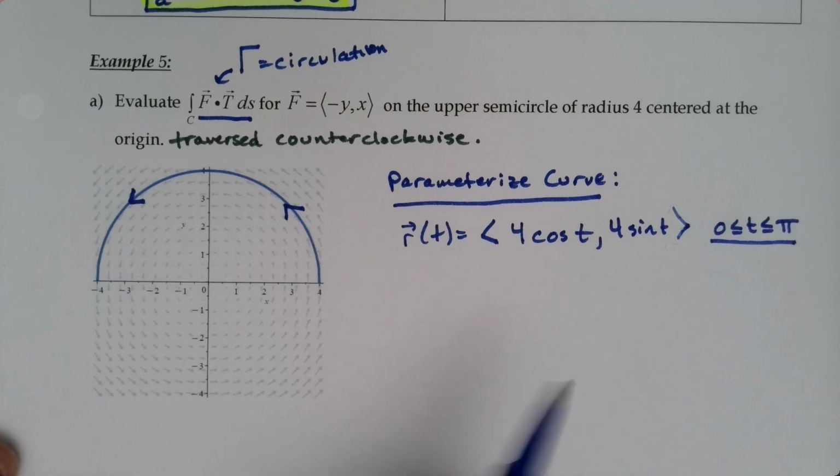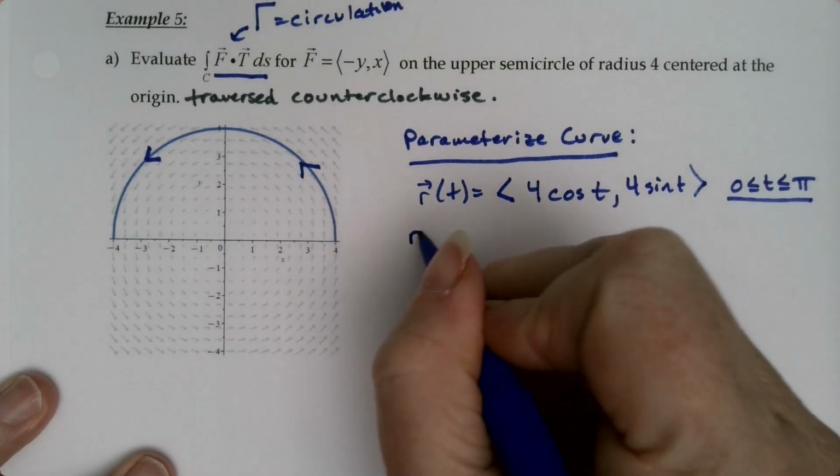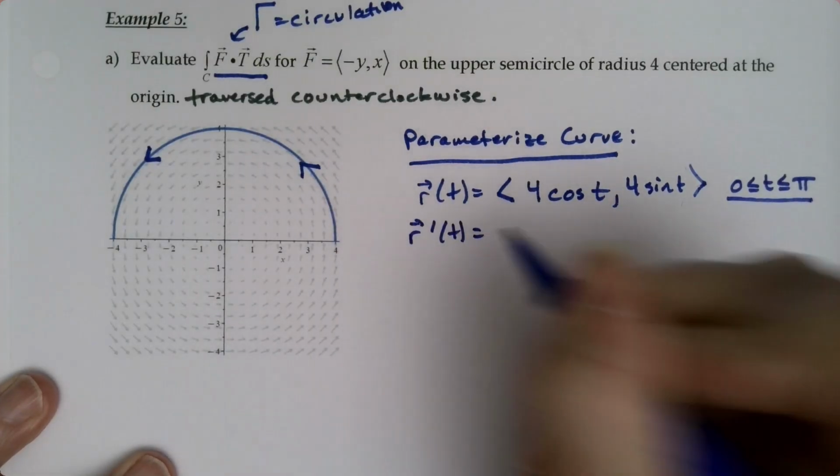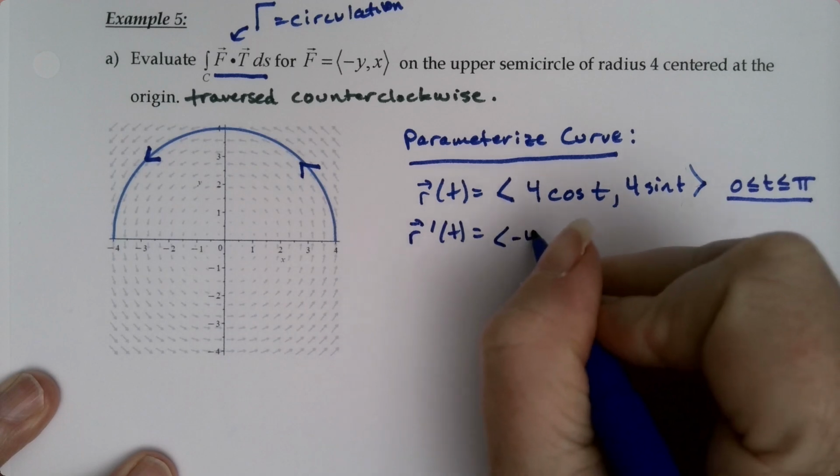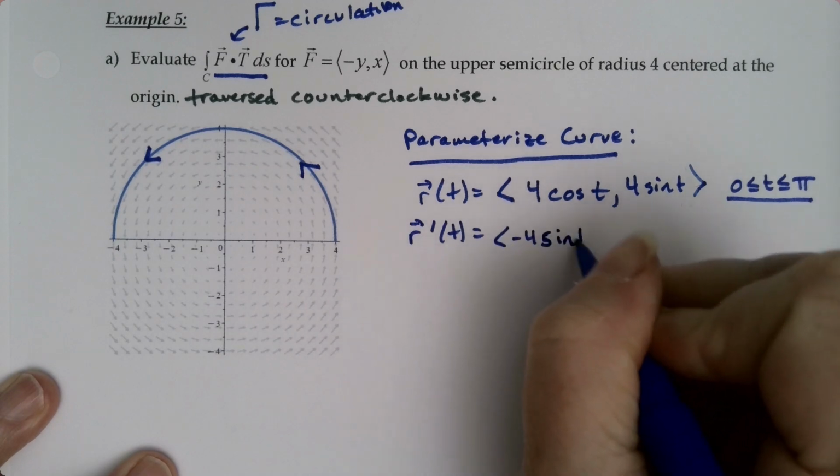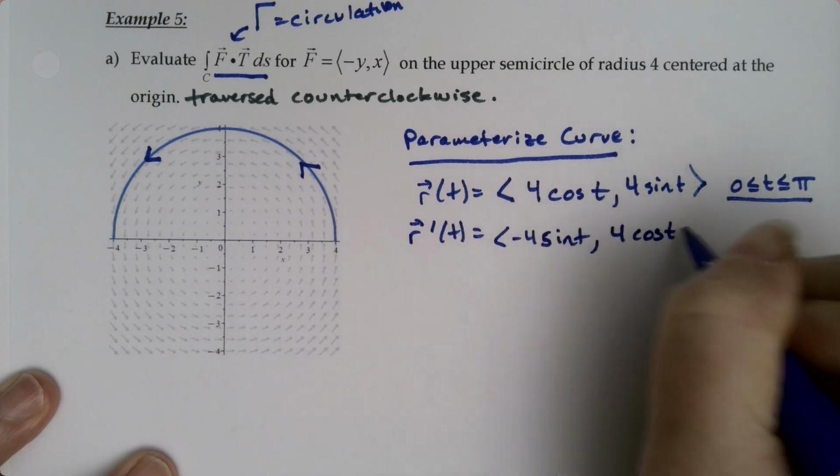Looking ahead to the formula, we're going to need the derivative of r. So let's find that right now. r prime of t would be negative 4 sine t, 4 cosine t.